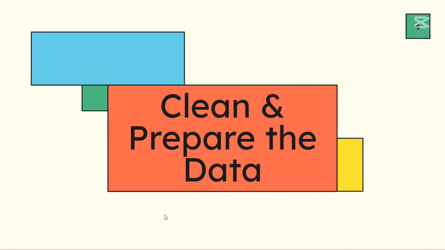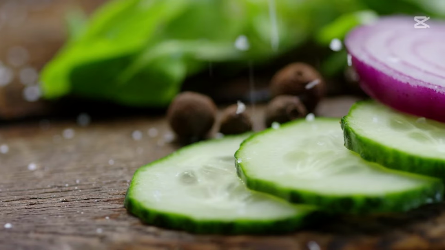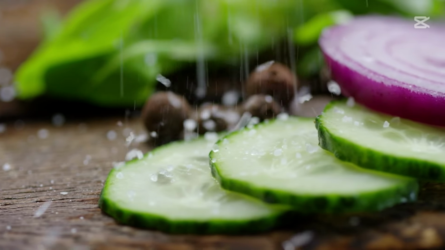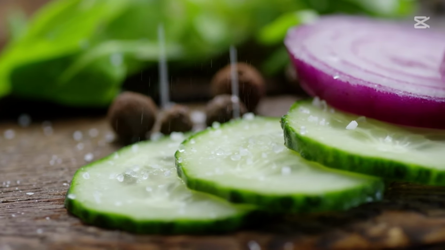Once the data is clean, you prepare it for analysis by organizing it into a structure that is easy to work with. And this could involve creating new columns or combining data sets or even transforming variables. Think of this step like preparing ingredients for cooking. The better the prep, the smoother the rest of the process.